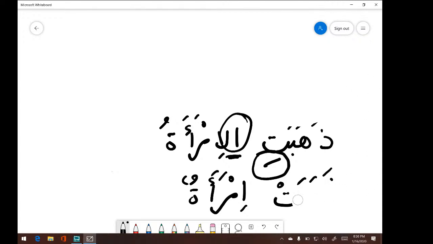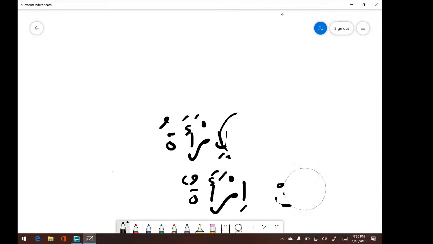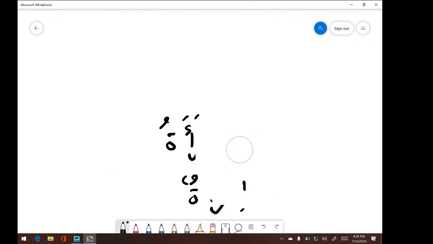Then, number 4, on page 14. We have learned kitabuka, your book. Now note, hada kitabuka anta, this is your book. Here, anta has been added for emphasis. This is used in case of a doubt or dispute.